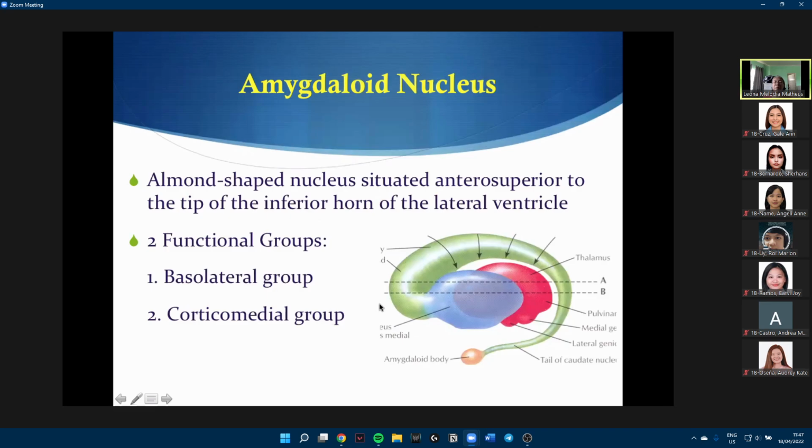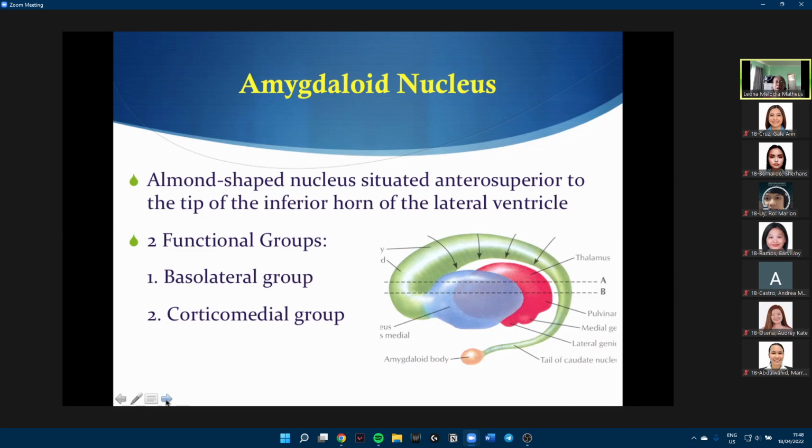Okay. So the amygdaloid, again, we said is a part of the limbic system. It's situated at the anterosuperior end of your inferior horn of the lateral ventricle. Remember, the inferior horn is here. So at the tip of the inferior horn of the lateral ventricle, you will also find the amygdaloid nucleus. Apparently it has two functional groups, the corticomedial and the basolateral, but there were no further descriptions of these two functional groups in our book. So we just mentioned that it has two functional groups.